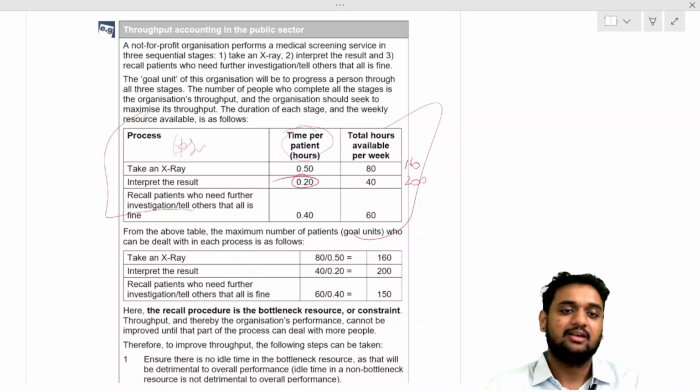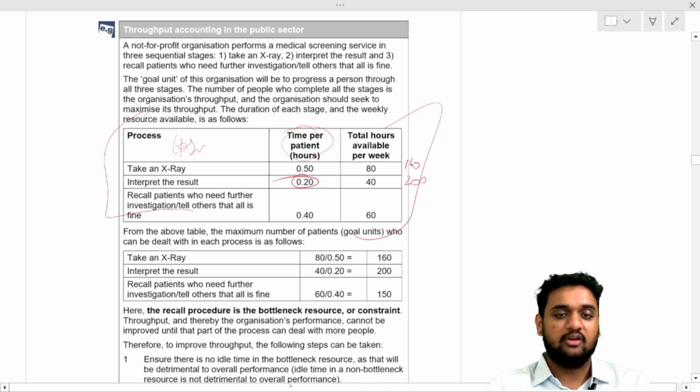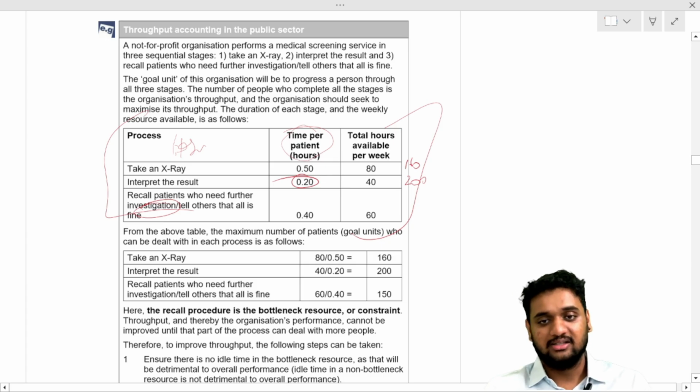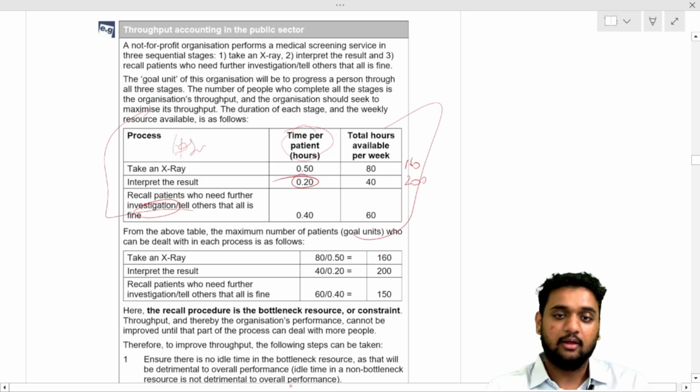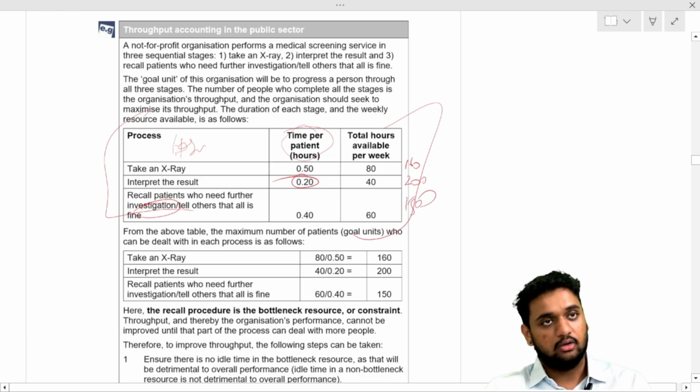Third process is recalling patients who need further investigation. Per patient, how much time is required? 0.4. Total hours available is 60. 60 divided by 0.4 is 150. 150 patients can be recalled. 160 patients' X-rays can be taken. 200 patients' results can be interpreted. And 150 patients can be recalled.